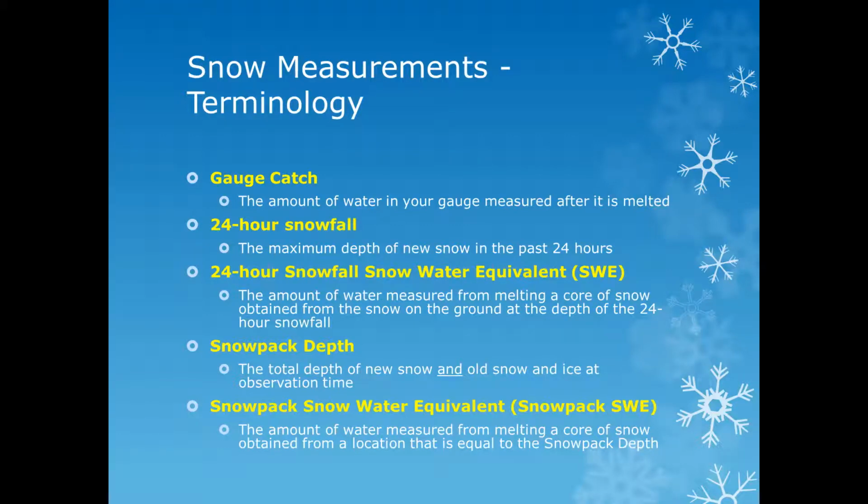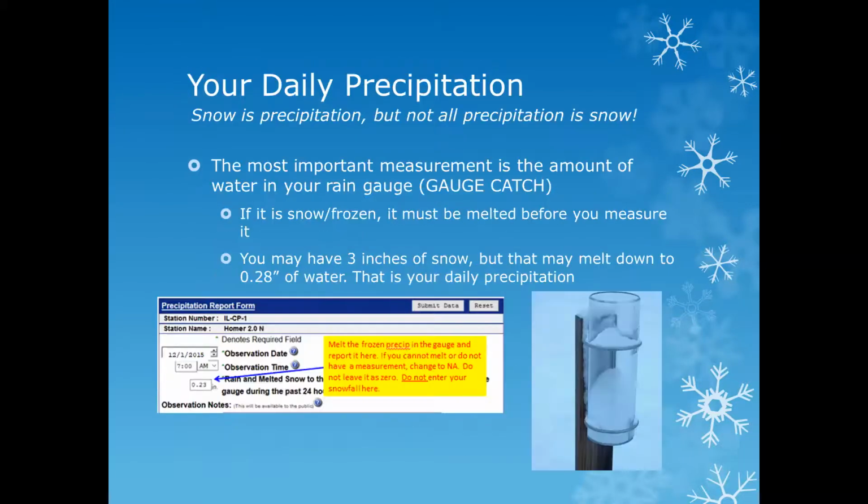Your daily precipitation. So snow is precipitation, but you've got to remember that not all precipitation is snow. So we differentiate in our observations. The most important measurement that you can do is the amount of water in your rain gauge, melting that snow that's in that gauge in that photo. That's your gauge catch. So you have to melt it or weigh it, and we'll talk about that too.